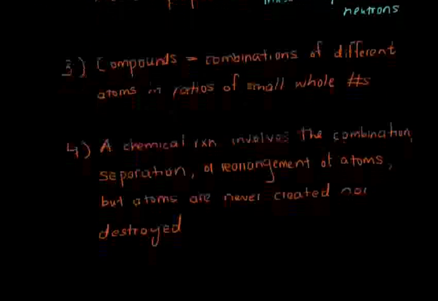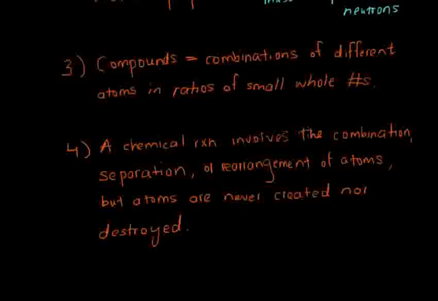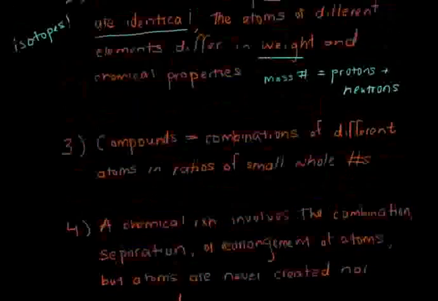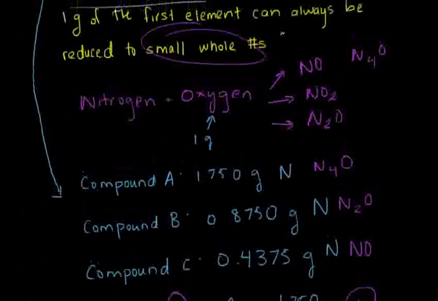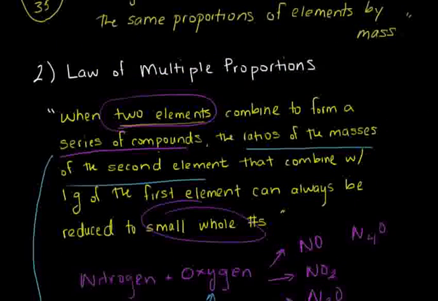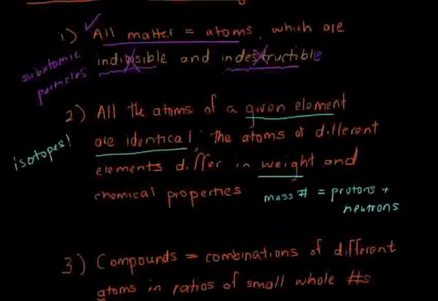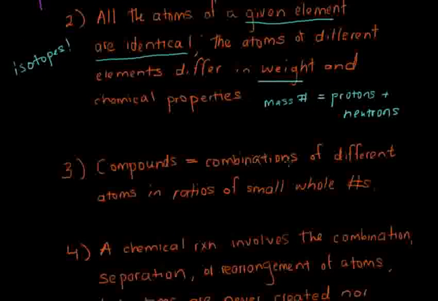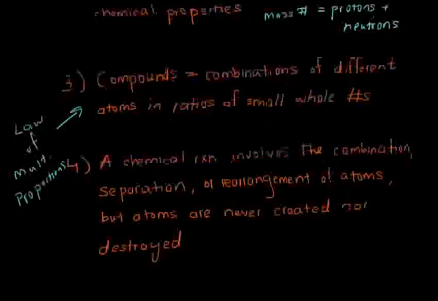What about this? Number 3, compounds are just combinations of different atoms in ratios of small whole numbers. Well, that bit about small whole numbers should ring a bell. It should sound like the law of multiple proportions. So all law number 3 is saying is that compounds are constituted of ratios of atoms. Those packets we talked about earlier are just atoms. So this is just restating the law of multiple proportions.